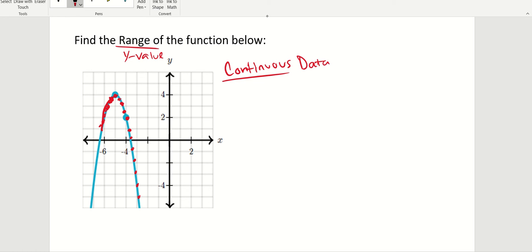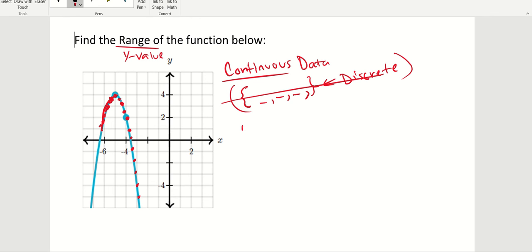Why am I telling you this? Well, because there's different ways of writing the range. So in Algebra 1, you are expected to learn how to write it with either set notation, number, comma, but that only applies to discrete. So we're not going to use that one here because we have continuous.